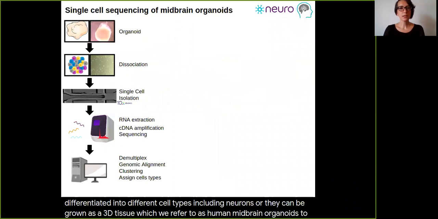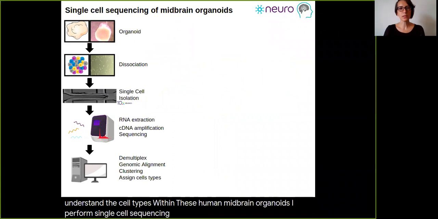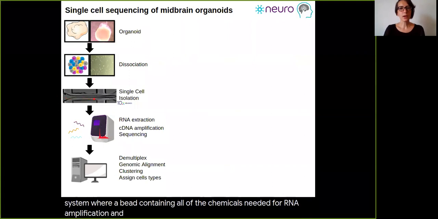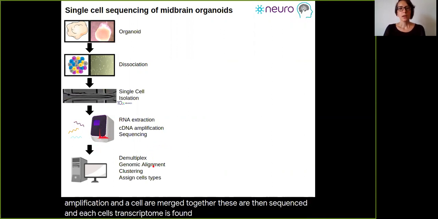To understand the cell types within these human midbrain organoids, I performed single-cell sequencing analysis, in which organoids are dissociated into a single-cell solution and then processed using the 10x Chromium Genomics system, where a bead containing all of the chemicals needed for RNA amplification and a cell are merged together. These are then sequenced, and each cell's transcriptome is found.